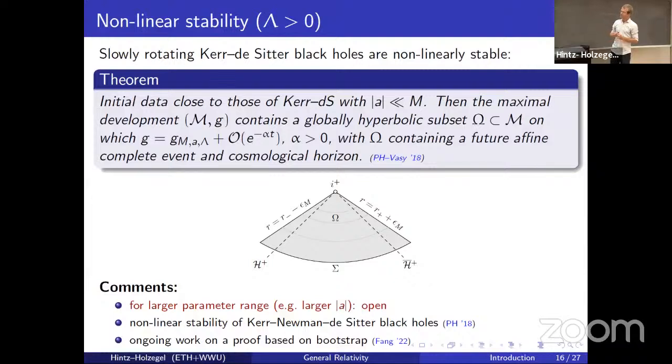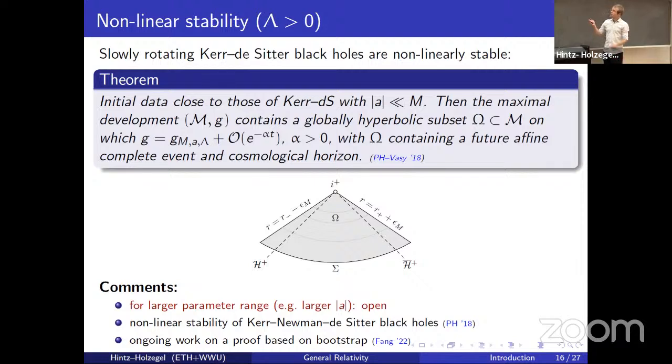And so what we prove is that in the context of the initial value problem, initial data that are very close to the initial data of a slowly rotating Kerr-de Sitter black hole evolve into a space-time containing a patch like this omega depicted here, which really contains a full neighborhood of the black hole exterior. So it contains the event horizon and contains the cosmological horizon, in which the metric g evolving from these initial data is equal to a Kerr-de Sitter metric plus an exponentially decaying sort of gravitational wave remainder term.